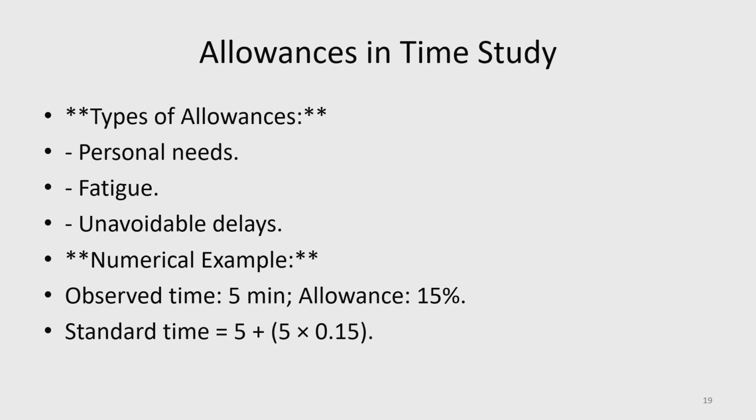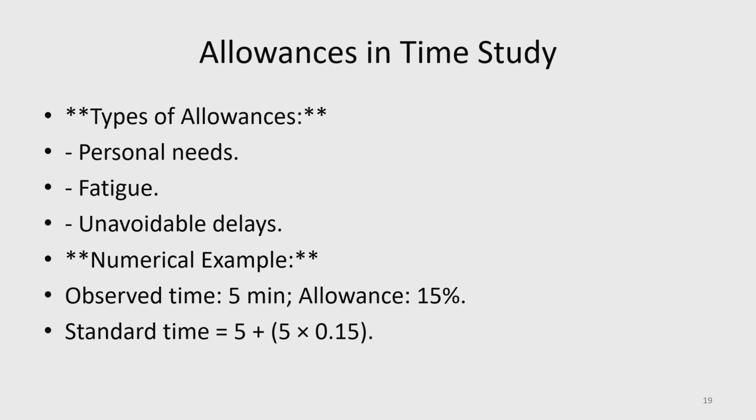Now, types of allowances: why do we give allowances? First, personal needs. Somebody has to take medicine after every hour, or has to drink water. Then fatigue: they get tired, they need some rest. Then unavoidable delays; some unavoidable delays may also take place each day.